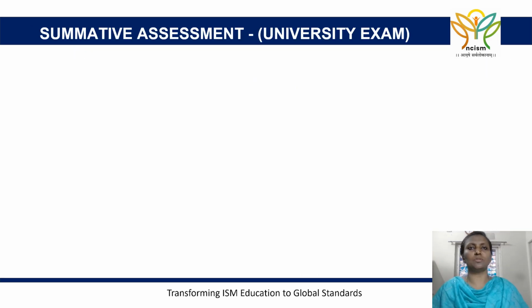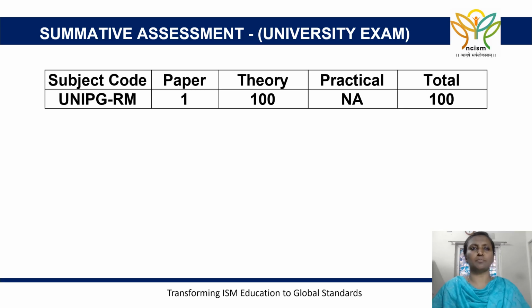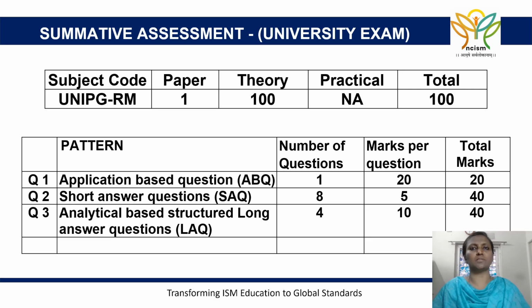Now let's move on to summative assessment, that is, the university exam. Here the subject code is UNIPG-RM. It's a single theory paper for 100 marks and no practical examination. The paper will contain 1 application-based question for 20 marks, 8 short answer questions, and 4 analytical-based structured long answer questions, 40 marks each. And all questions are compulsory.